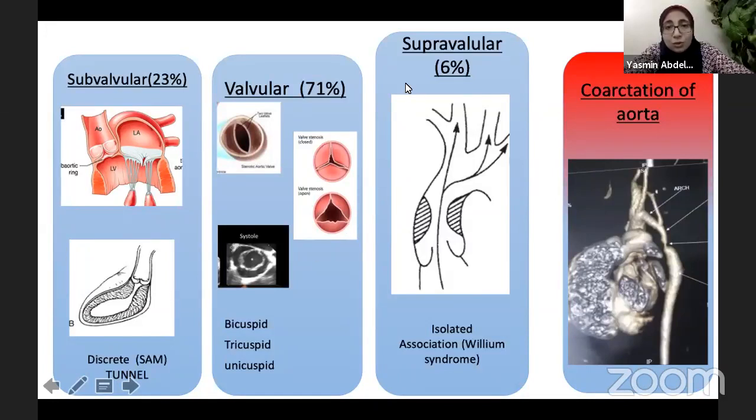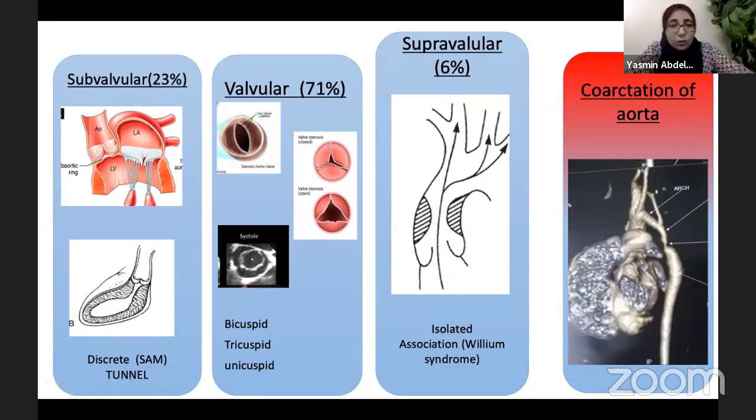Following that, the supravalvular obstruction. Here we can see it is between the sinuses of Valsalva and the ascending aorta. We can say just after the sinotubular junction. It can be isolated or associated with Williams syndrome. Of course, you know, Williams syndrome is associated with mental retardation, or it can be isolated, just supravalvular aortic stenosis. And lastly, the coarctation of aorta.